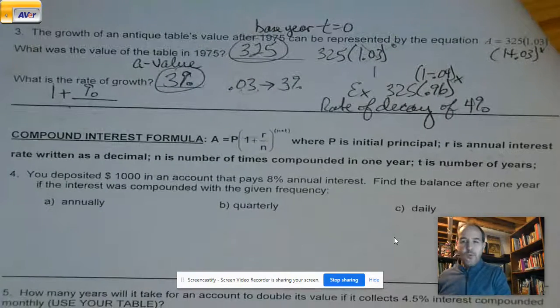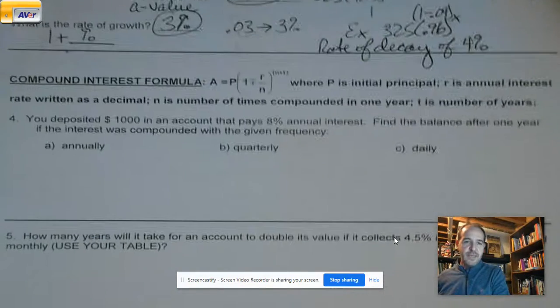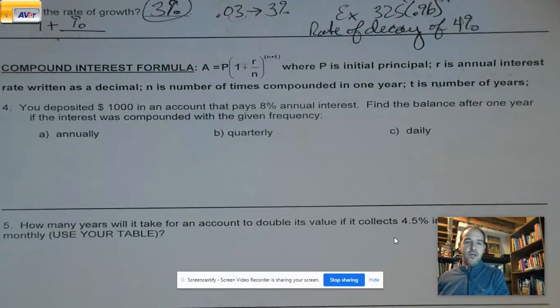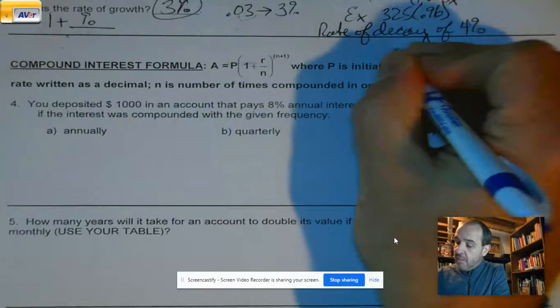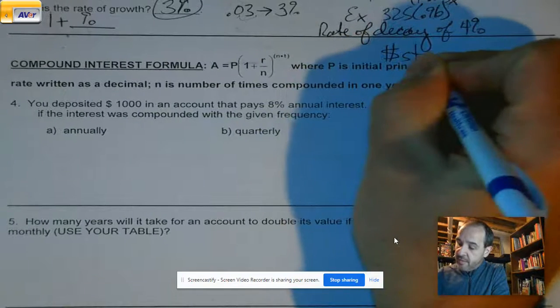So finally, we got a couple more formulas left. Compound interest. Holy cow, look at all those variables. P is our initial principal, how much money we started with.